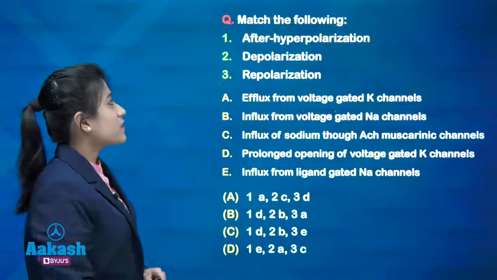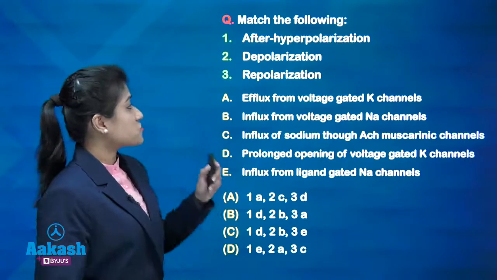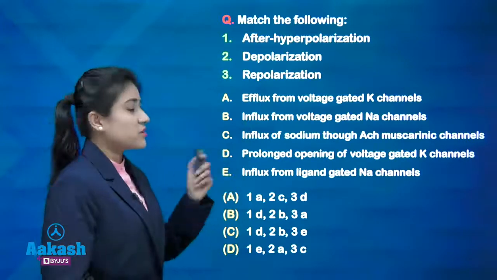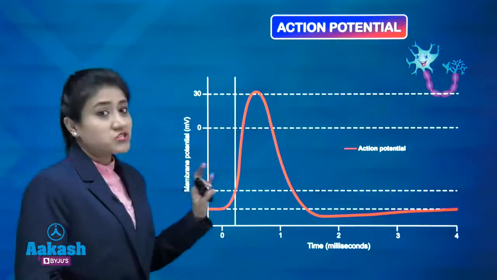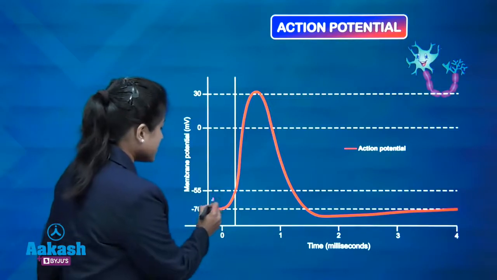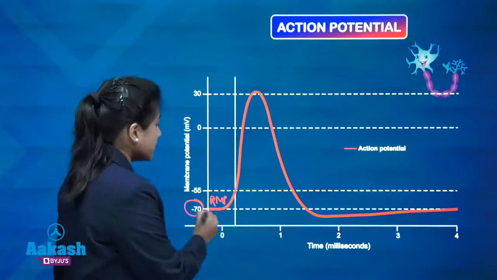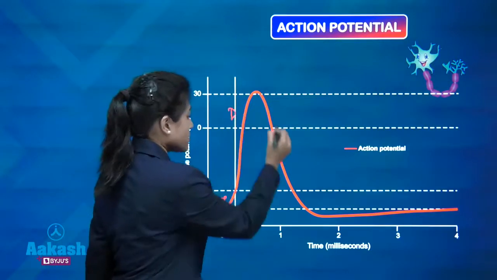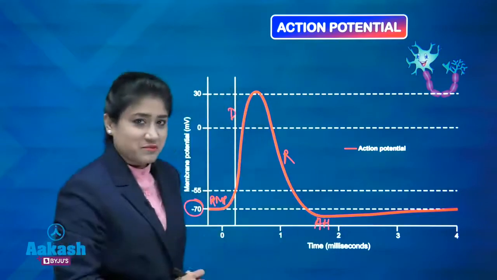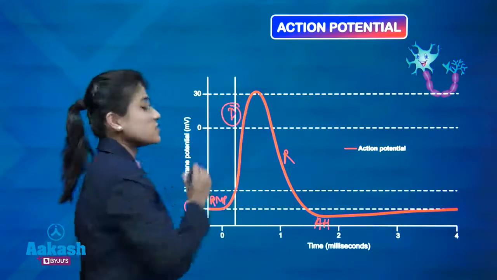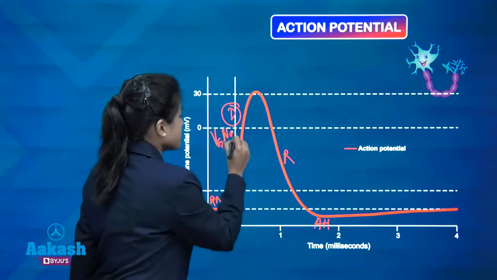Got it? Now next question, match the following. After hyperpolarization, depolarization, repolarization and channel names are given. Okay, first we will talk about action potential. This is action potential of a nerve. Okay, here this is RMP. RMP of nerve is minus 70 millivolt. Okay, this is your depolarization, this is your repolarization, and this is your after hyperpolarization. Okay, we know that depolarization is due to opening of voltage gated sodium channels.